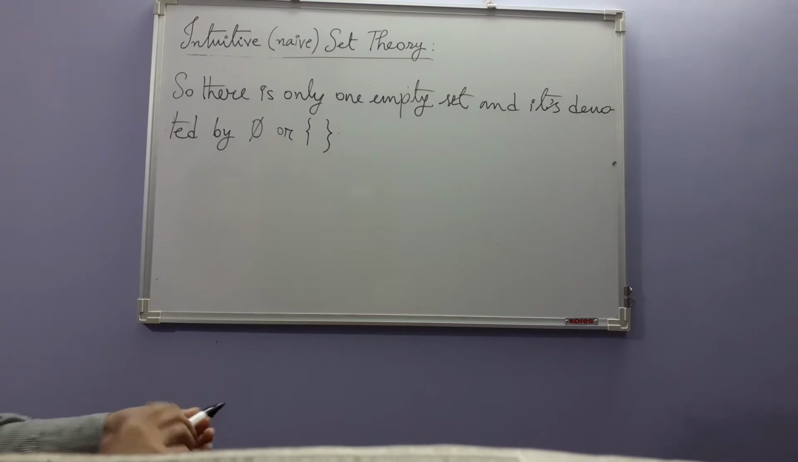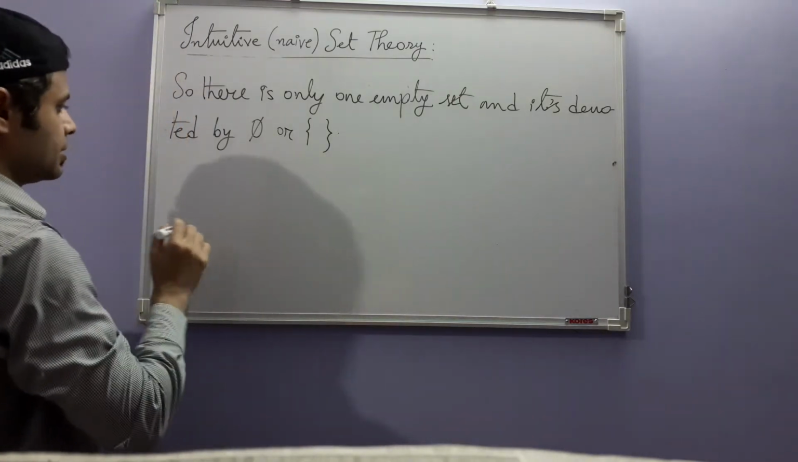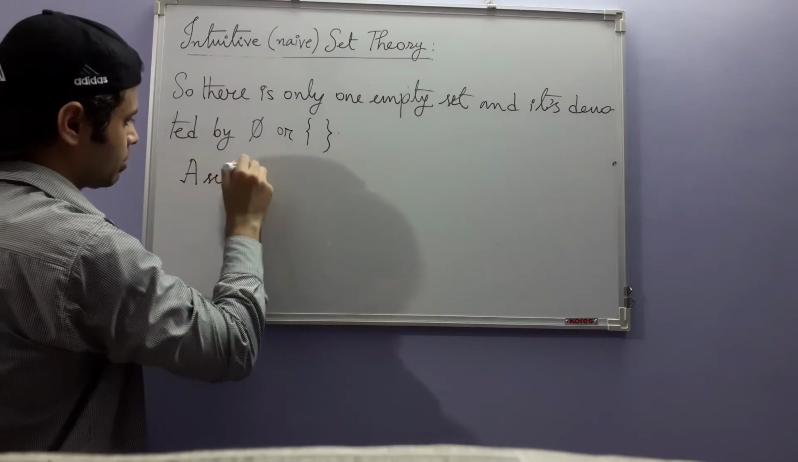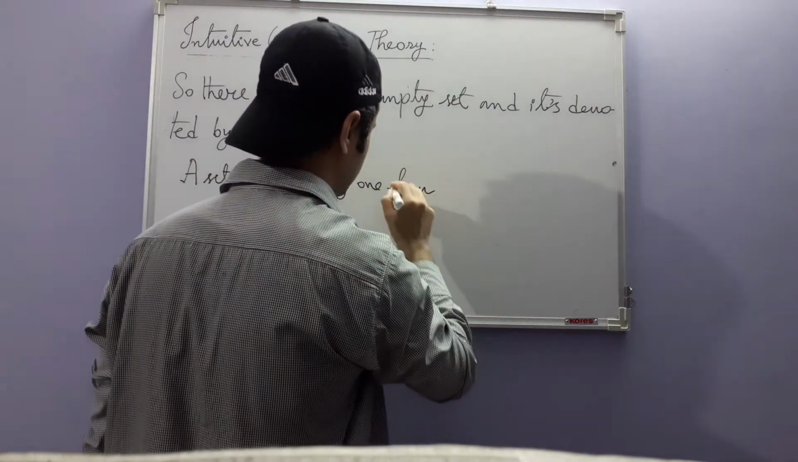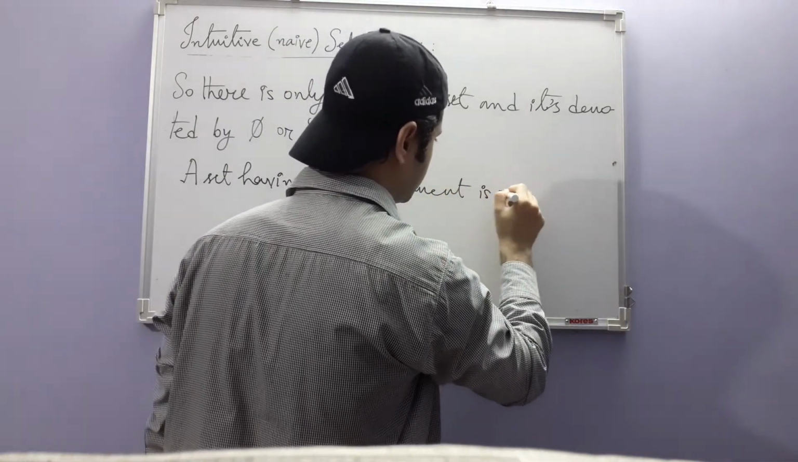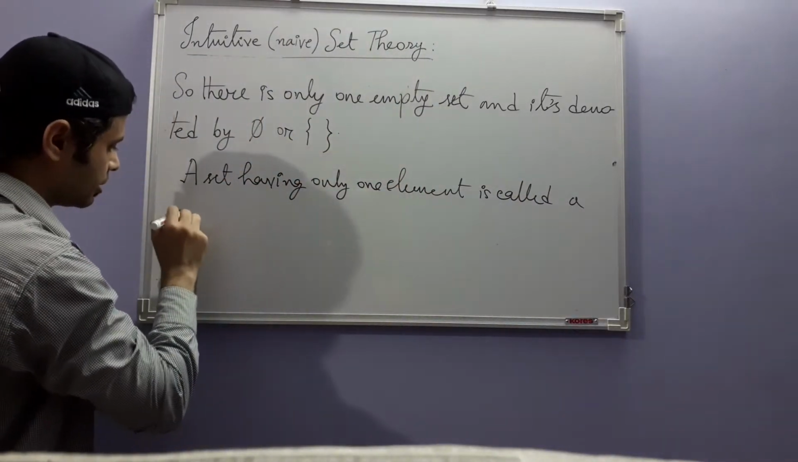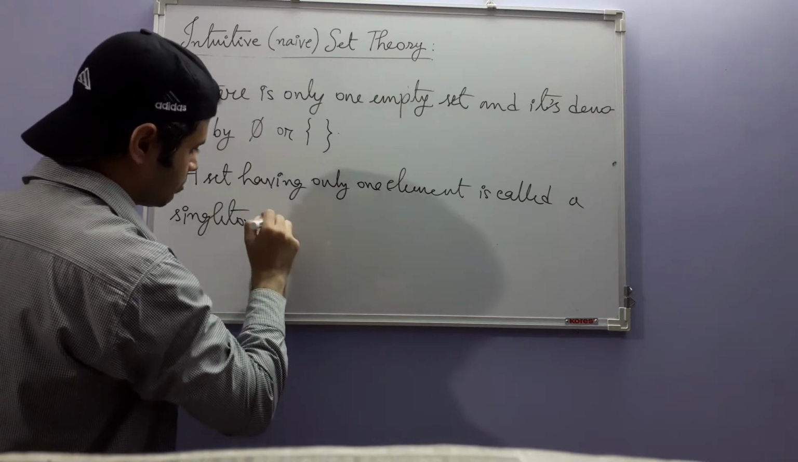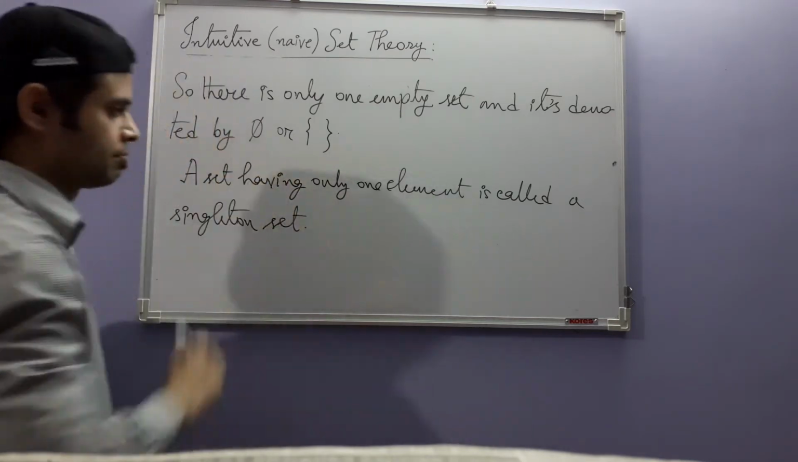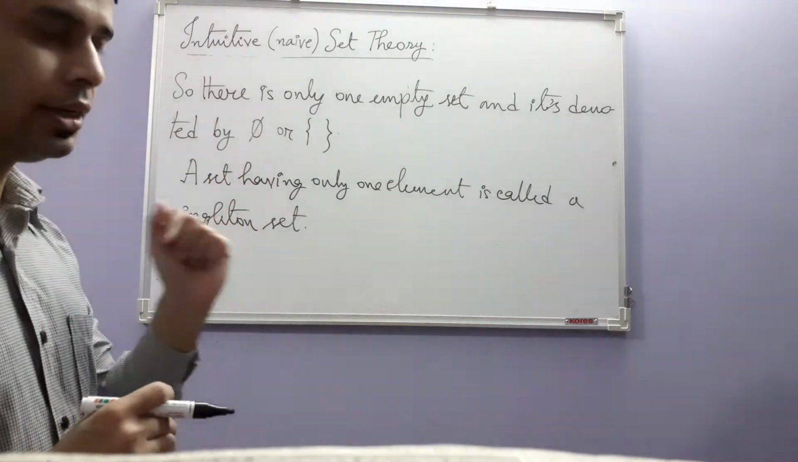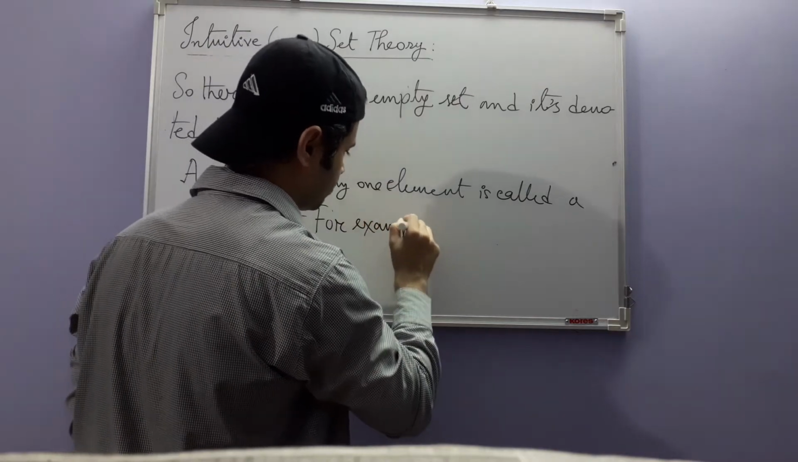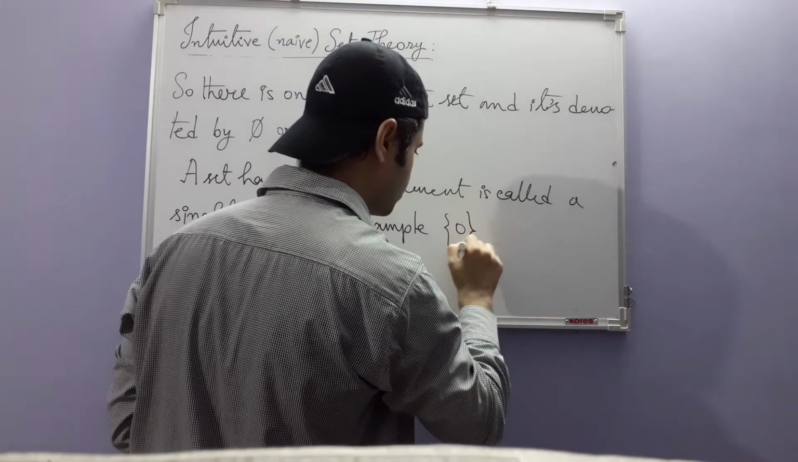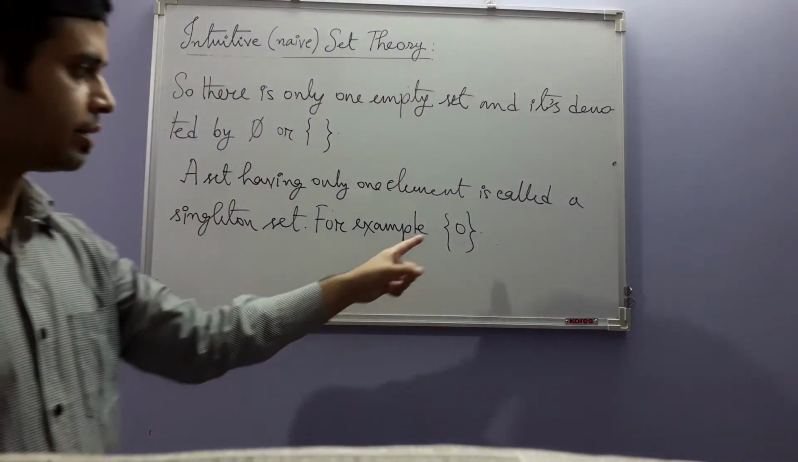Now, having introduced empty sets, the next type of sets is called a set having only one element, called a singleton set. If a set has only one element in it, then it is called a singleton set. For example, this is a singleton set. It has only one element and that element is 0.